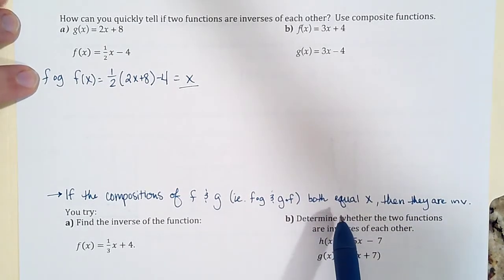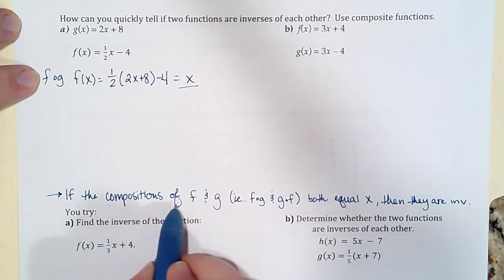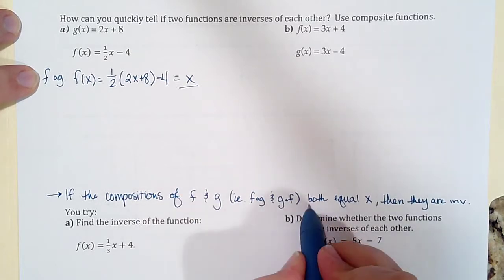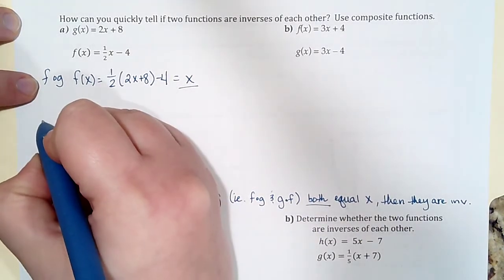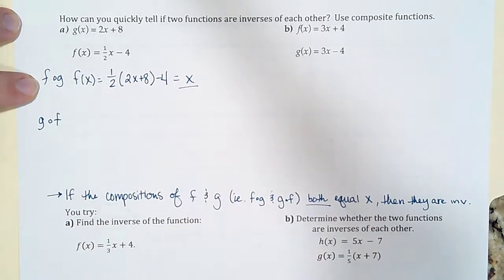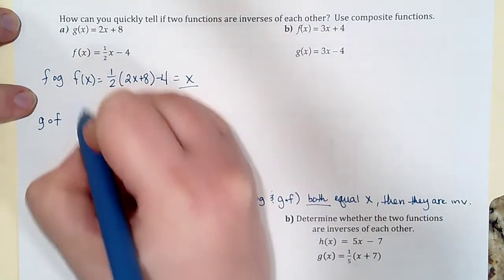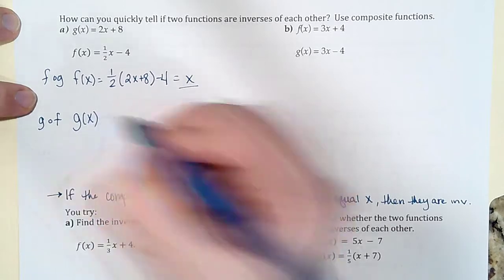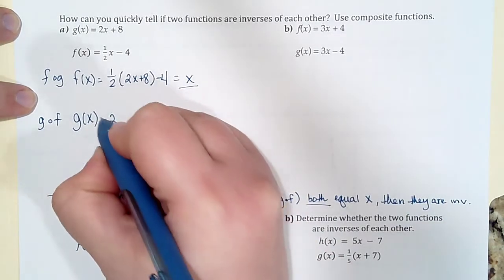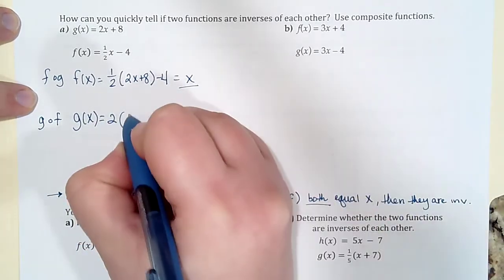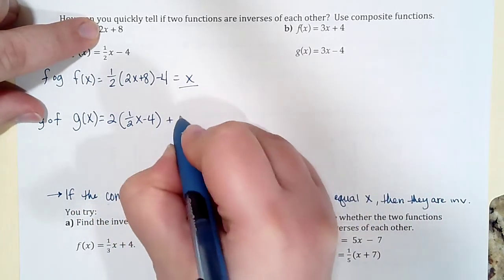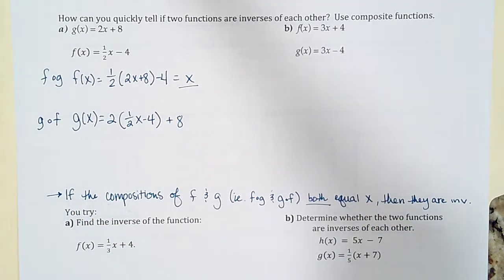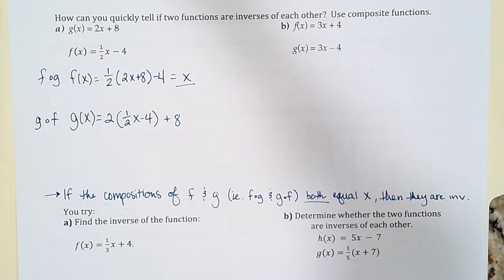That's a good thing. However, this says if the compositions of f and g both equal x, meaning I can't just check f of g, I also have to check g of f by plugging in. I take g of x and I plug in f of x. 1/2 x minus 4 plus 8. All I've done is take my f of x and plug it into my x.